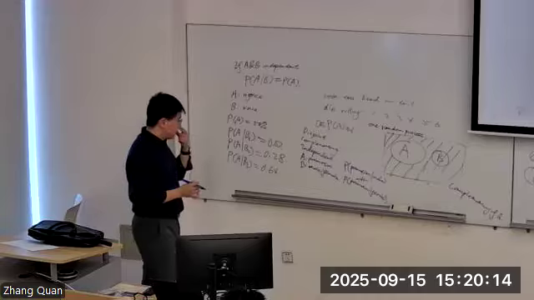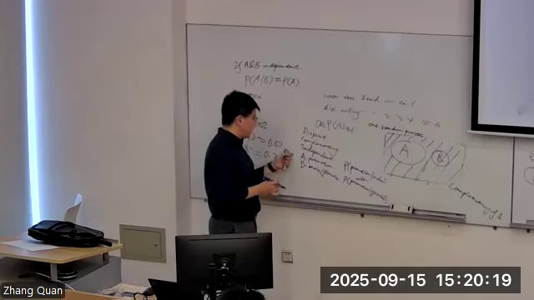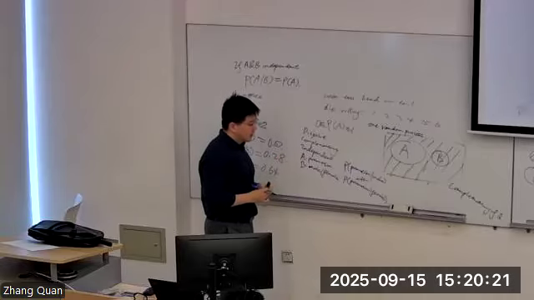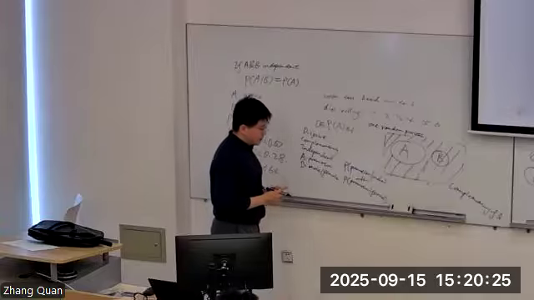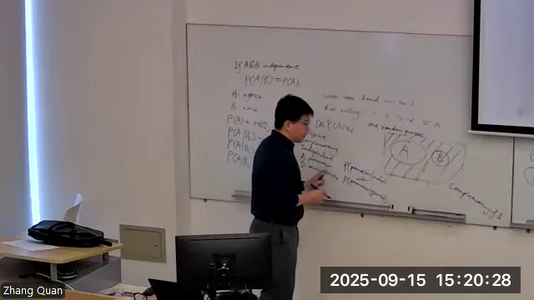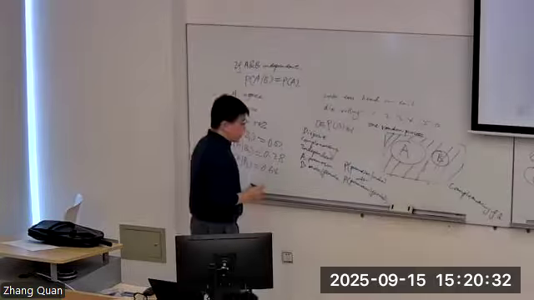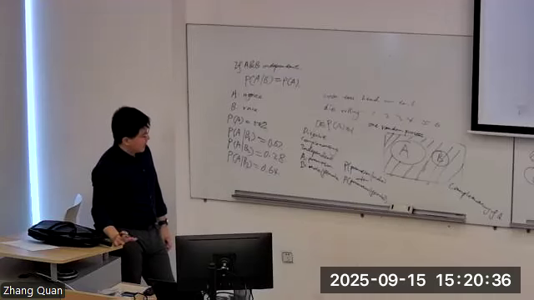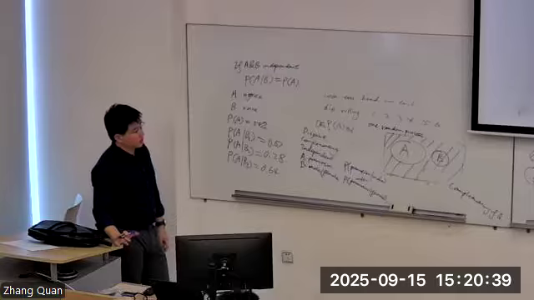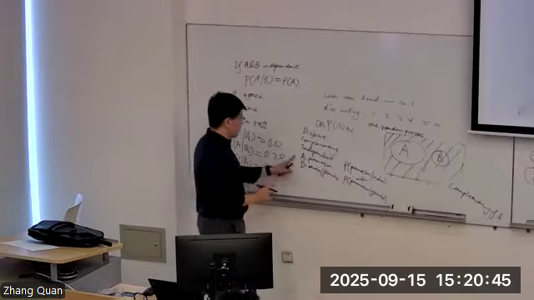So for these events, we have the addition rule. For independent events, we have the product rule. If two events are independent, I have a product rule for the intersection. If both A and B are true and they are independent, the probability should be just P(A) multiplied by P(B).